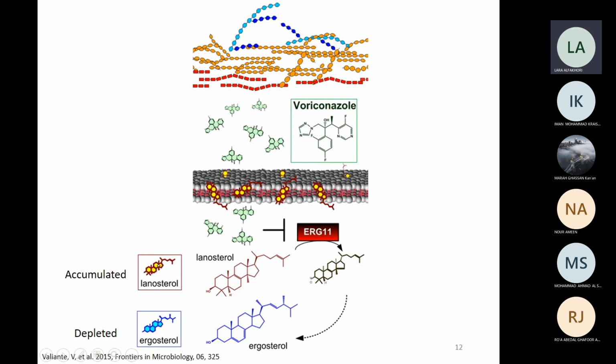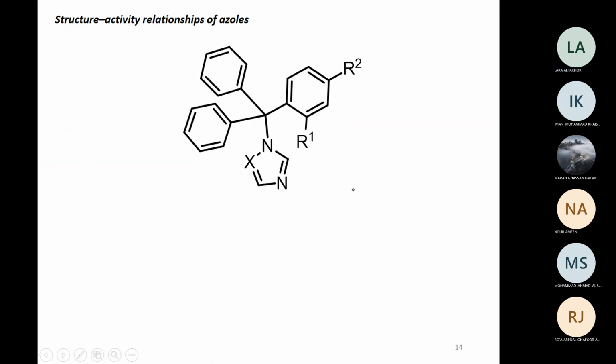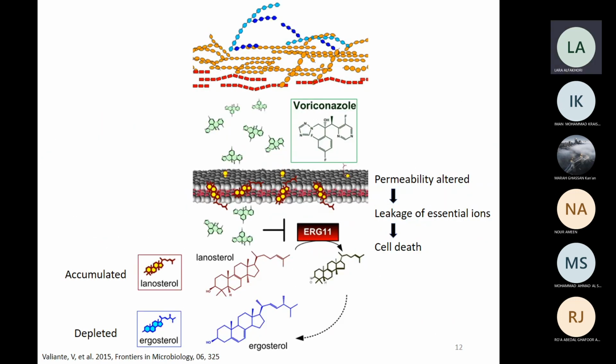Now, what they found out is that the accumulated lanosterol, or the increased levels of lanosterol, may eventually bind to the cell membrane instead of the depleted ergosterol. This will lead to changing the permeability of the cell membrane, and that change in the permeability will lead to the leakage of the essential ions and eventually the death of the cell.